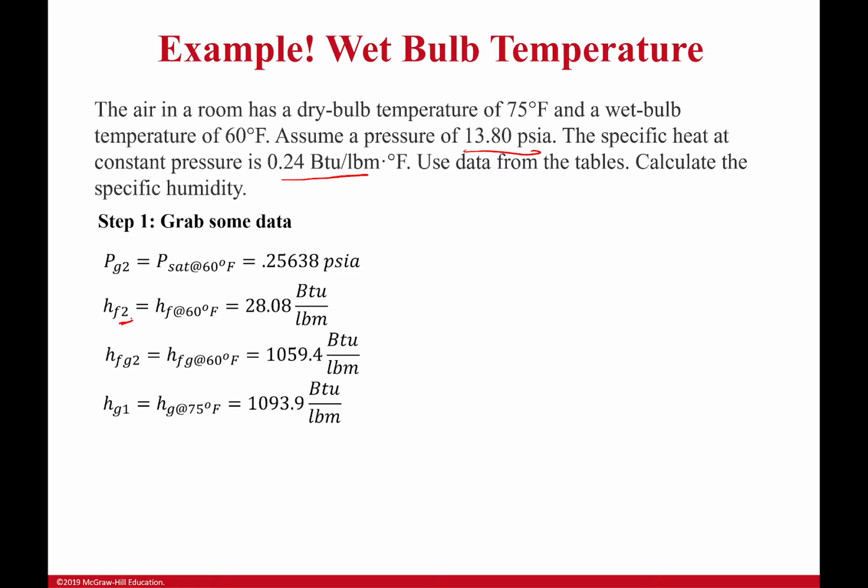So if you see a 2, that's going with the wet bulb temperature. If you see a 1, that's going with the dry bulb temperature. The 2 is wet bulb, 1 is dry bulb. That's going to go through this entire problem.